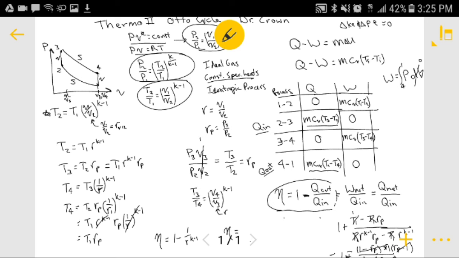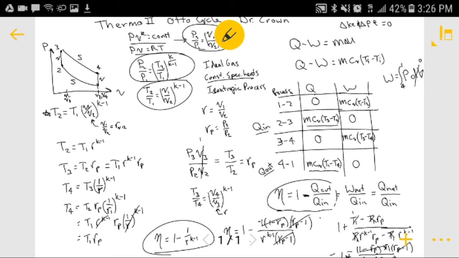So as I started replacing terms, I had 1 minus negative 1 times 1 minus rp over r to the k minus 1 rp minus 1. And then negative 1 times 1 minus rp, which is rp minus 1. So those two terms canceled, and I got this final expression.